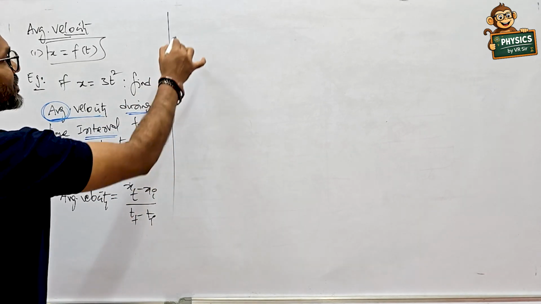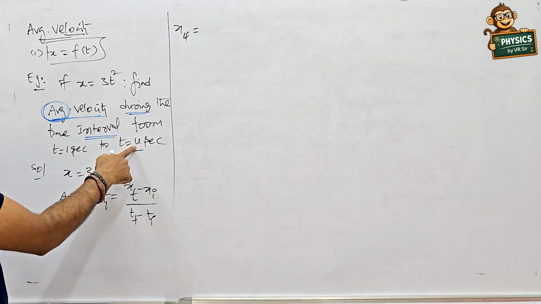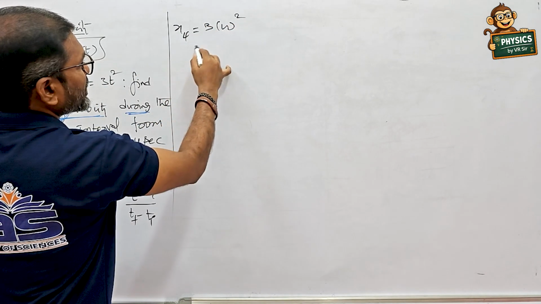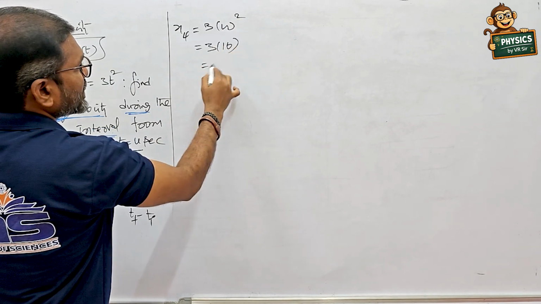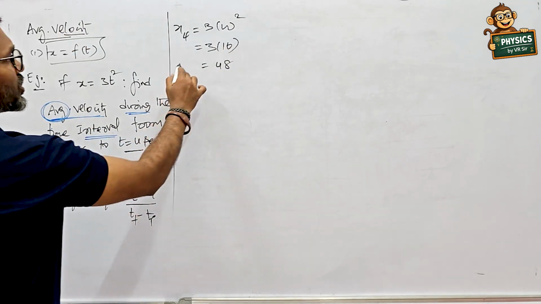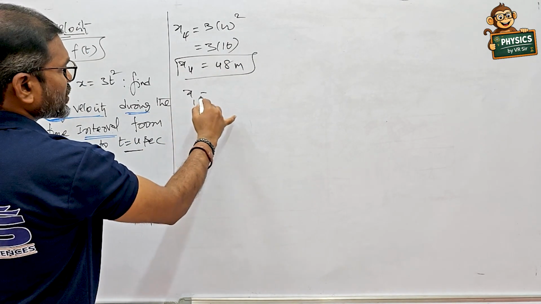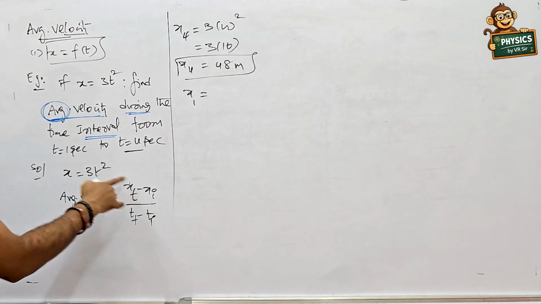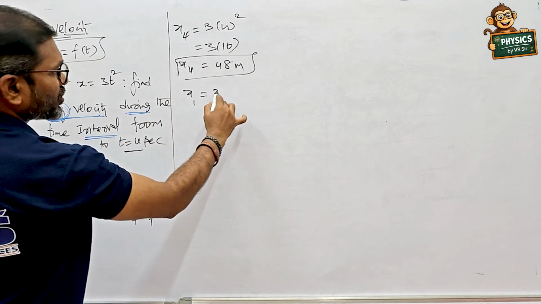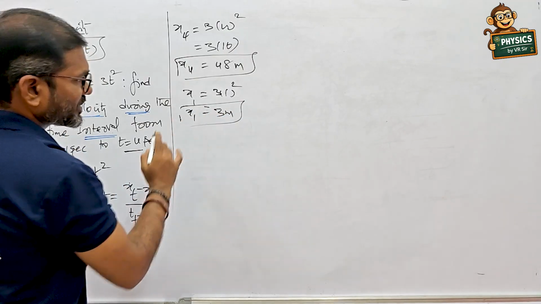Now, how do you take this? x4 is the final position, at t equal to 4 seconds. This is nothing but 3 into 4 square, that is 3 into 16, so it's 48. So x4 is 48 meters. And what about x1, the initial position? Initial position is at time equal to 1 second, so 3 into 1 square is nothing but 3. So x1 is equal to 3 meters.